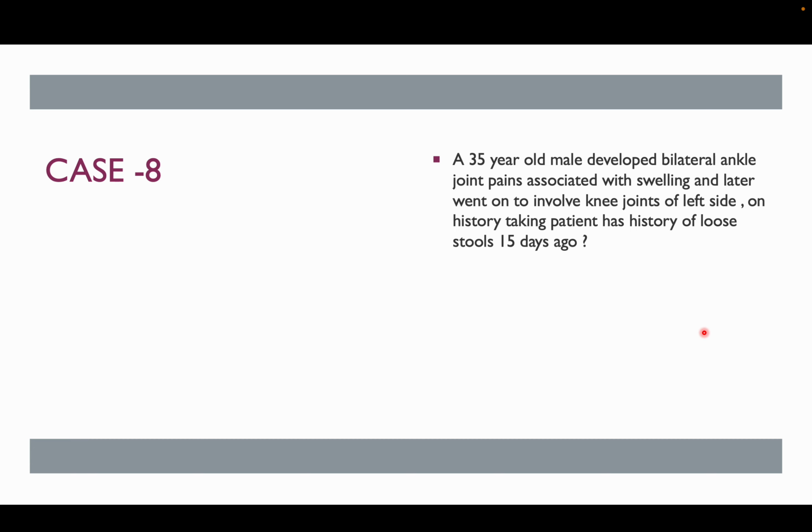Gout can also be a presentation in the ankle joint, but generally the great toe is the more common site. But the ankle joint can also be involved. But when you classically see in this case, there is a history of diarrhea 15 days ago, ankle joint involved, followed by knee joint. There is additive arthritis. Additive arthritis is generally seen in reactive arthritis, which is generally preceded by some GI symptoms or genitourinary infections.